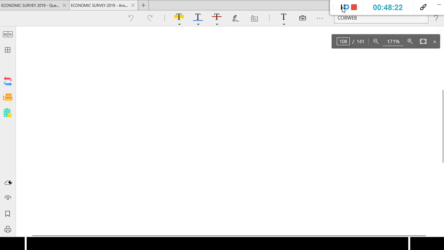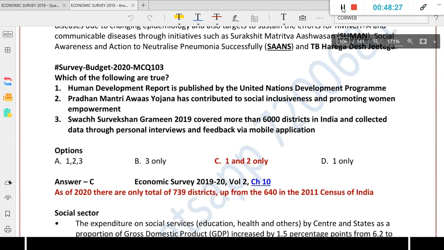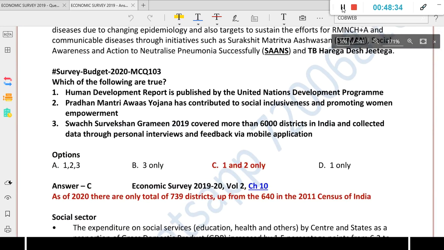Okay. So going back to the prelims questions. The mains question I showed you, it will be like that. The model will be like that. I cannot show you fully now. You can buy this PDF. This one, the last one, as I told, social sector was the last chapter in volume 2. So here I have mentioned the Human Development Report, Pradhan Mantri Awas Yojana, and Swachh Sarvekshan Gramin 2019. Another scheme. So these are all mentioned in one single chapter.